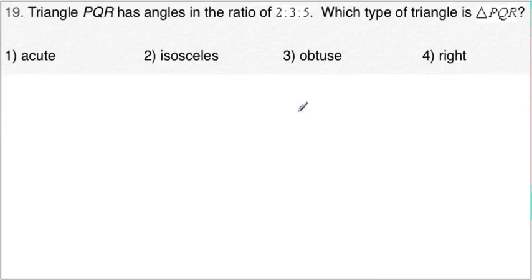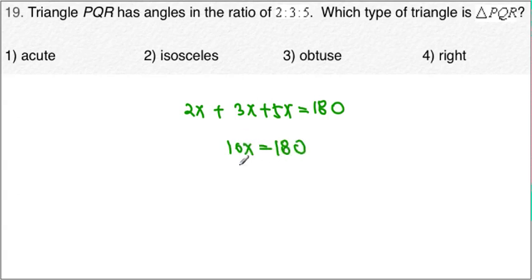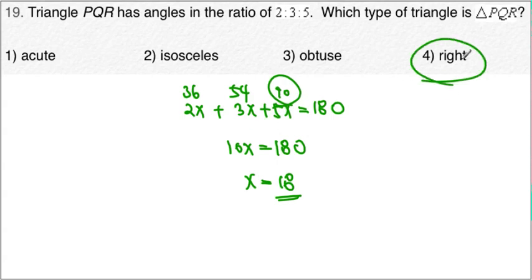All right, let's look at number 19 here. The fact that the angles are in the ratio of 2, 3, and 5 means we can easily write the angles as 2x plus 3x plus 5x, which is equal to 180. Now then, here we have 10x equals 180, and x will be equal to 18. Then let's look at it. 18, so double of that becomes 36. Triple of that becomes 54. But 5 times that becomes 90. In other words, we are looking at a right triangle.